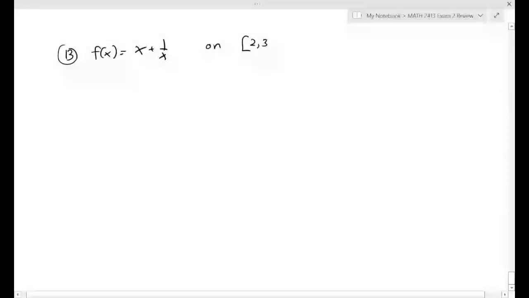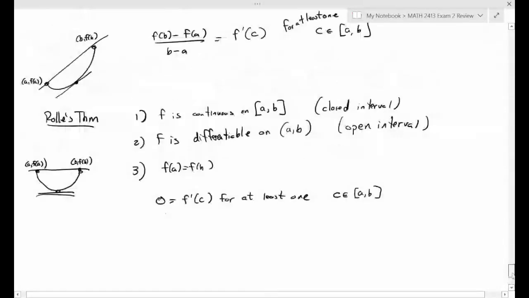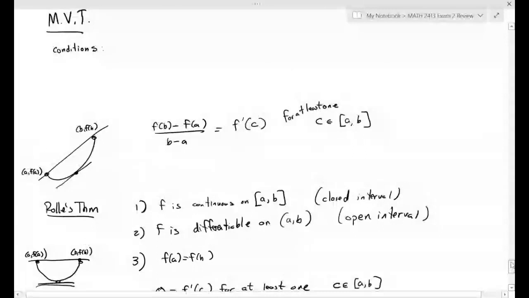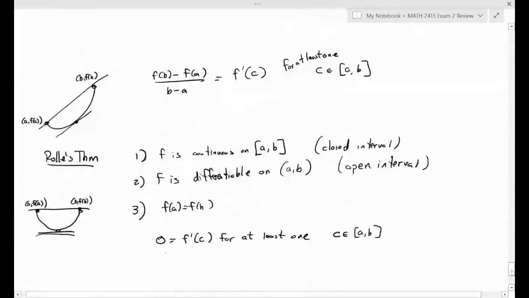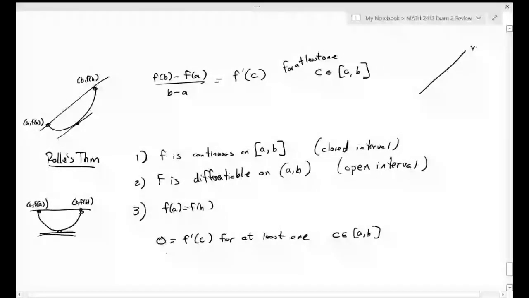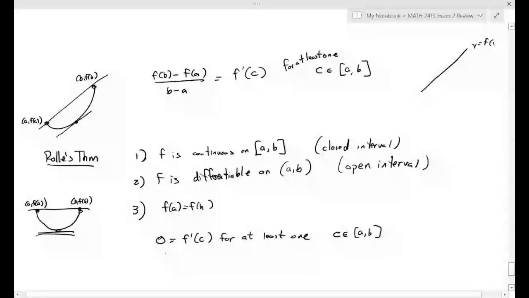Wait, can you scroll up for a second? I have a question about mean value. Does it apply for at least one c within the open interval or the closed interval? I use closed interval because what if your function is, let's say, a line, you know what I'm saying? Okay, yeah, got it. Or it's constant. Then I guess you can use open interval in those cases as well.